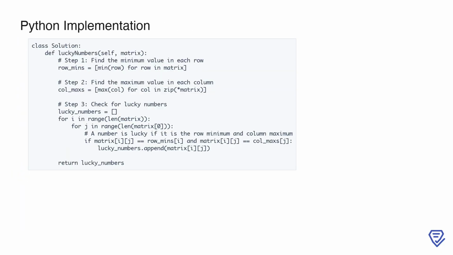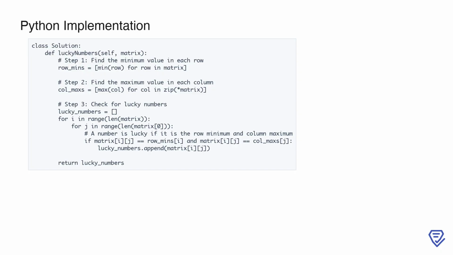This implementation solves the LeetCode problem number 1380, lucky numbers in a matrix, which requires finding all numbers that are both the minimum in their respective rows and the maximum in their respective columns. The solution begins by calculating the minimum value for each row. This is achieved using a list comprehension that iterates over each row in the matrix and retrieves the minimum value of that row. The result is stored in the row_min list.